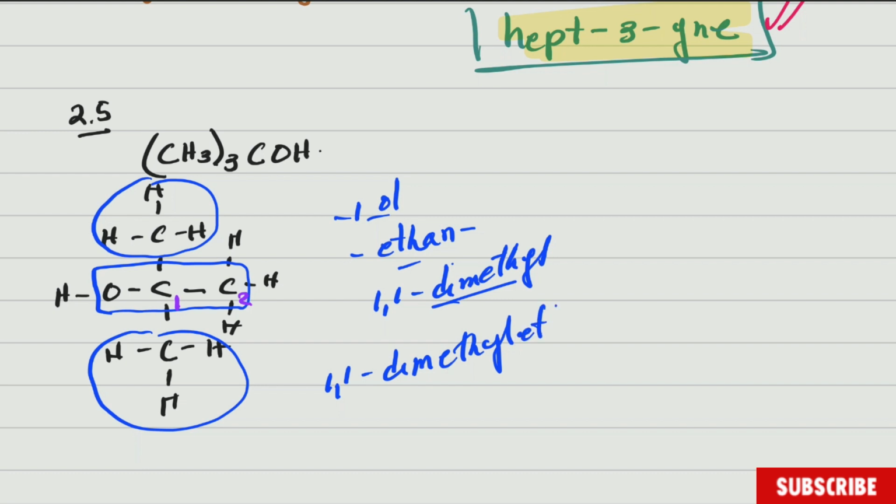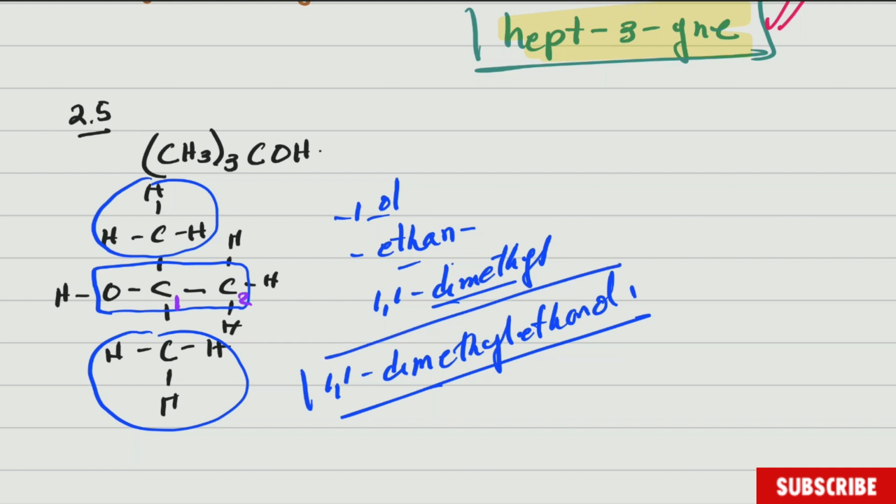Dimethylethanol, that is the answer for this compound, but this is not what they want. I'm looking for the highlighted one. This is not what they want. What they want is actually the chain isomer. There is also a video done on chain isomer. This could be tricky. Now, the chain isomer is a compound.